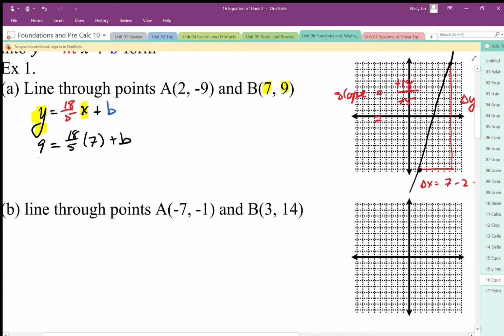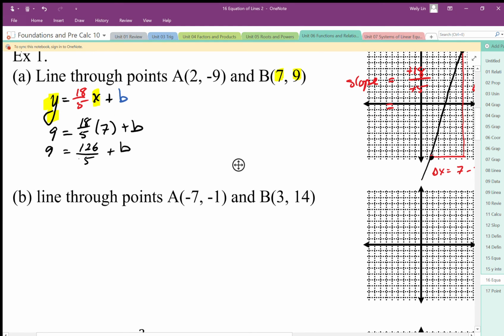So multiplying this out, I end up with 9 is equal to 18 times 7, which looks like 126 over 5, plus b. Okay, I'm going to subtract 126 over 5 from both sides, so I end up with b is equal to, I need a common denominator, so I'm going to make the 9 into 45 over 5. And then I'm going to subtract 126 over 5. And that gives me a b value of negative 81 over 5.